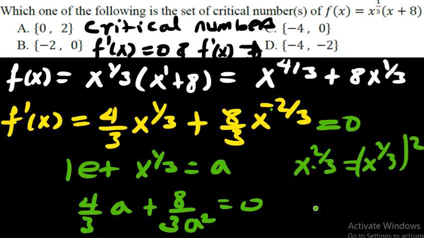So at this point, a must be different from 0. That means a equal to 0 will be an undefined point. That means x to the power of 1 over 3 equal to 0 is an undefined point, meaning x must be different from 0. So x equal to 0 is one of the critical numbers because it's an undefined point. Let us solve this one on the next page.